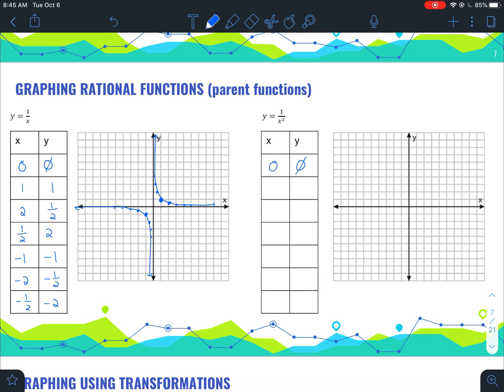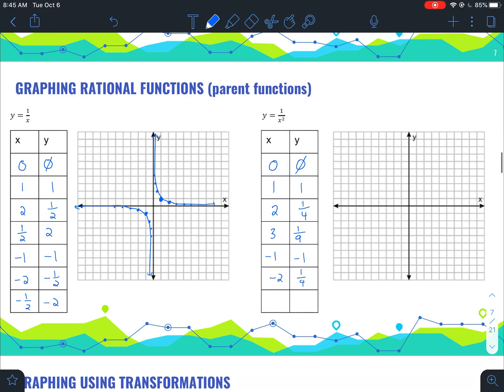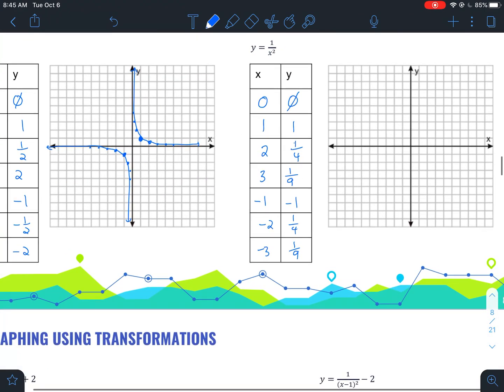1 over x squared I call the volcano function. Let's figure out why. So if I plug in 0, I get undefined. If I plug in 1, I get 1. If I plug in 2, I get 1/4. If I plug in 3, I get 1/9. If I plug in -1, I get 1. If I plug in -2, I get 1/4. If I plug in -3, I get 1/9.